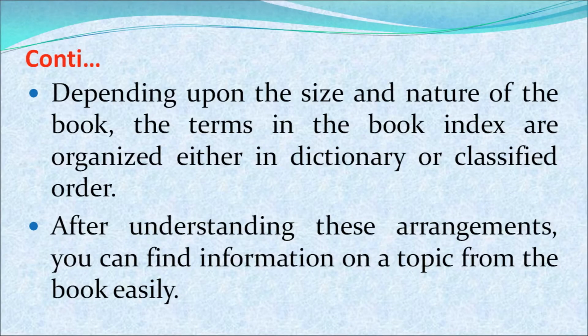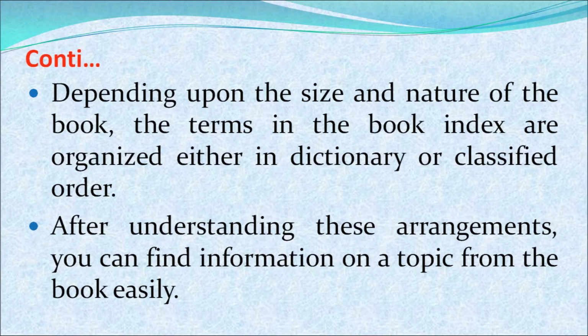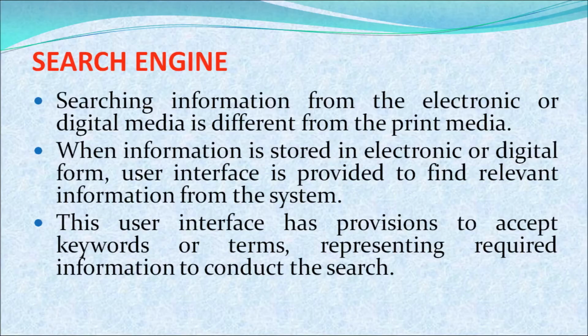Depending upon the size and nature of the book, the terms in the book index are organized either in dictionary or in classified order. If it's a small book, we can arrange it in dictionary order, A, B, C, D, and otherwise we can arrange it in a classified order also. After understanding these arrangements, we will find a topic from the book easily. Naturally, if we understand what is classified and what is numeric, we can find the topics very easily from the book index.